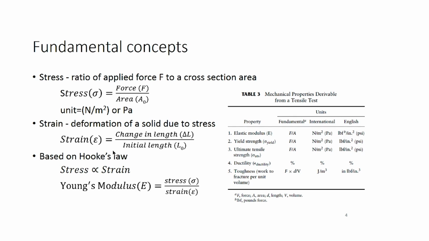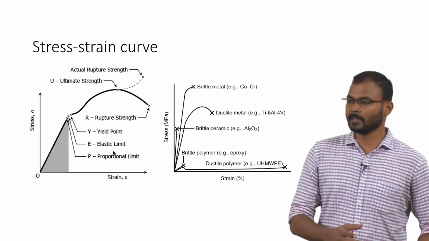Based on these two factors, there is a relation called Hooke's law, which introduces a new parameter called Young's modulus, the ratio of stress to strain. This is an important and commonly used parameter in all biomaterials for defining the mechanical properties of a material. Other properties related to tensile strength are elastic modulus, yield strength, ultimate tensile strength, ductility and toughness. I will explain these properties while explaining the stress strain curve.